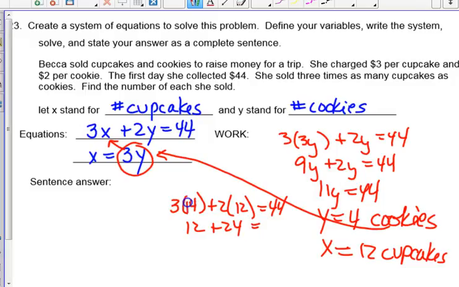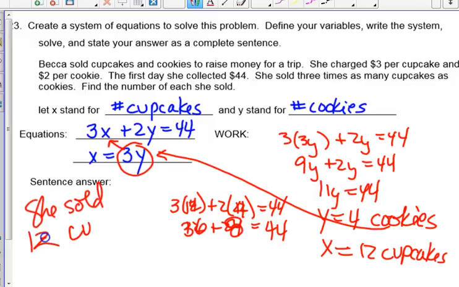Oh, I put these in backwards. Okay, that should be 12 and 4. So this is 36 and 8 is 44. Okay. She sold 12 cupcakes and 4 cookies.